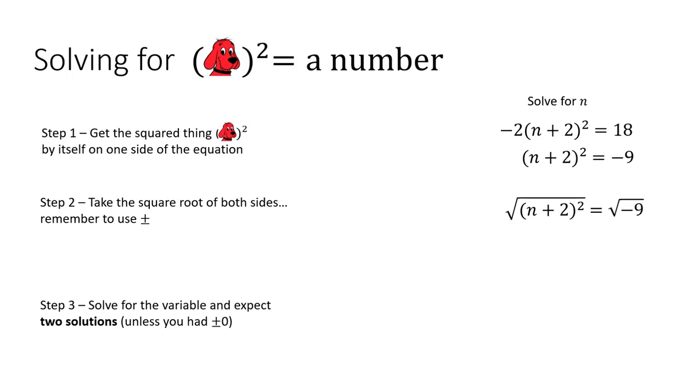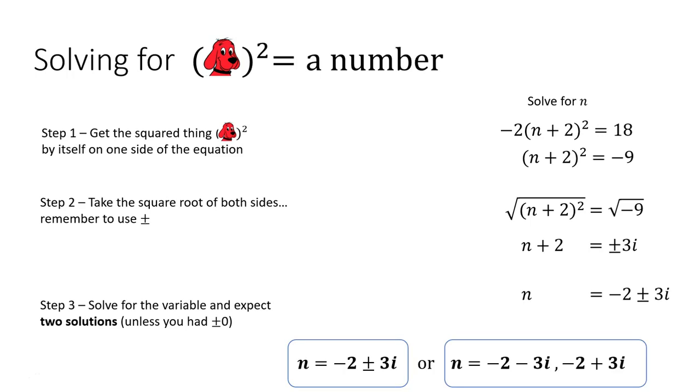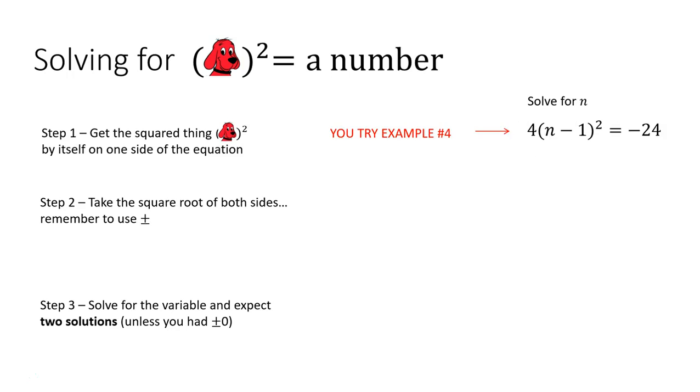We're ready to take the square root of both sides. The square root of negative 9 is going to involve the imaginary number i. So we get the quantity n plus 2 equals plus or minus 3i. Remember to use plus or minus. We've got to get the variable n by itself in step 3, so we'll subtract 2 from both sides and get that n equals negative 2 plus or minus 3i. It's okay to leave your answer like this, or you can split it into two answers, negative 2 minus 3i, negative 2 plus 3i. That's what's represented by the plus or minus symbol anyway. This is the end of the video. You may want to hit pause to leave this example up. Please try example number 4.